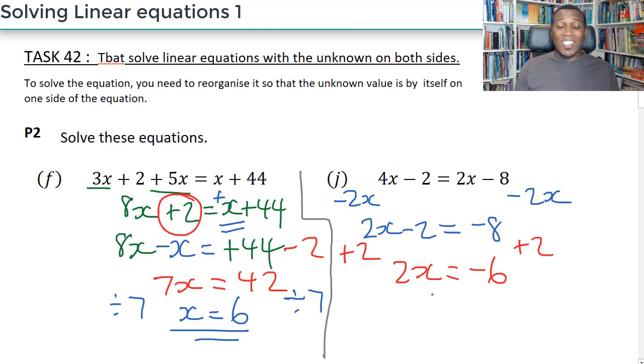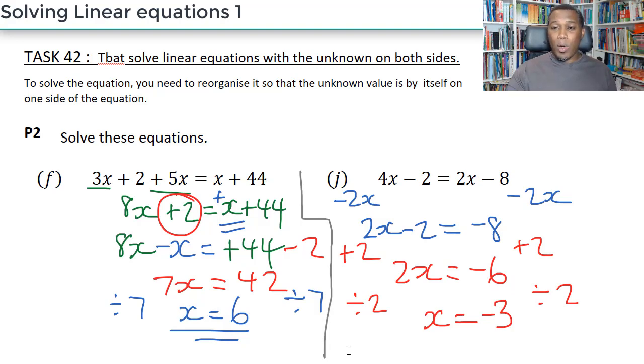And finally, we did not want 2x. Remember, it's x. That's the idea of solving an equation. You get the unknown all by itself on one side. So for x, I need to divide both sides by 2. That will give me x is equal to minus 6 divided by minus 2, which is minus 3. So that is your solution, and that is working out the question using the balancing method.